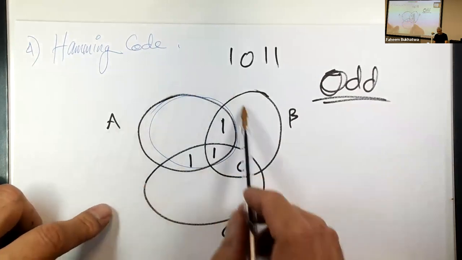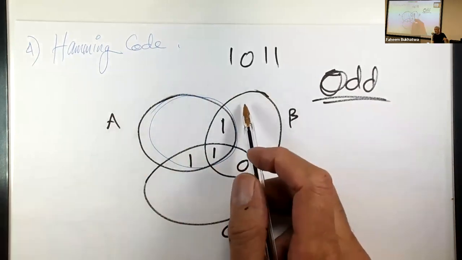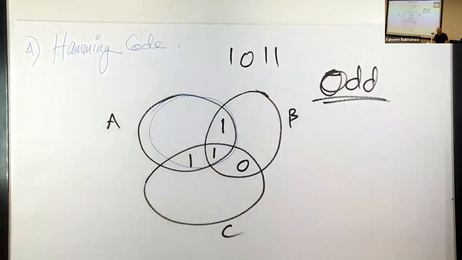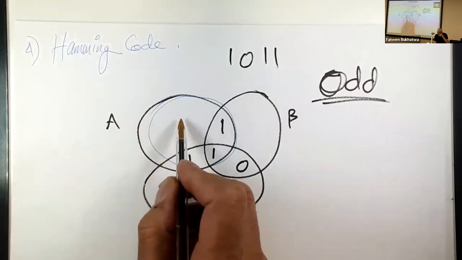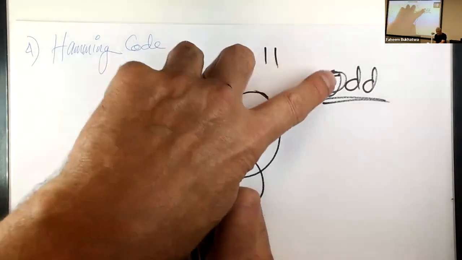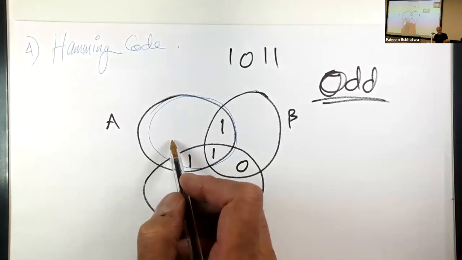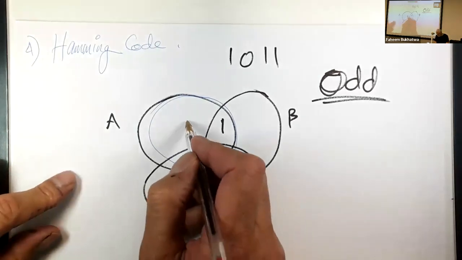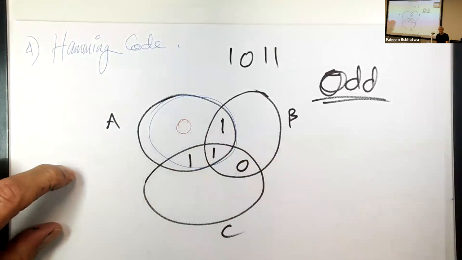So let's start with group A. We want this group to remain odd. We're going to add another bit here, a 1 or a 0. In order to leave everything odd, what shall we add? A 1 or a 0? A 0, because we already have 3 ones.